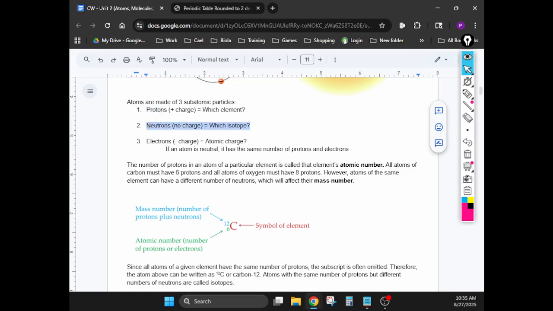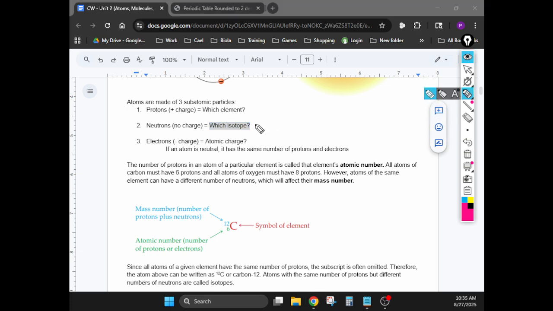The next one is called neutrons, and neutrons have no charge. And the number of neutrons tells you which isotope the atom is going to be. Okay, and we'll talk a little bit more detail about isotopes. But neutrons tell you which isotope that atom is.